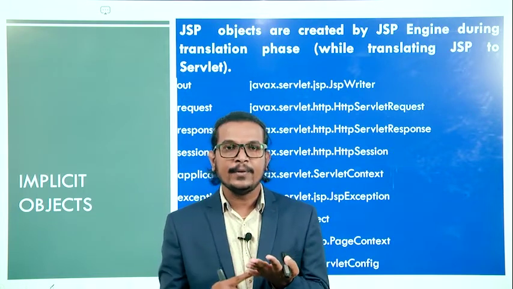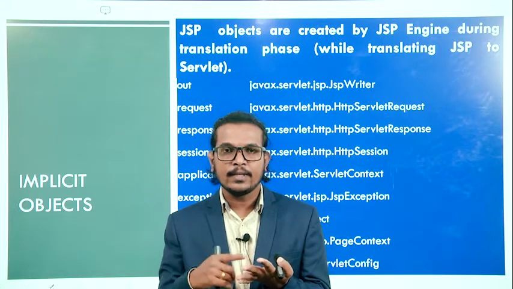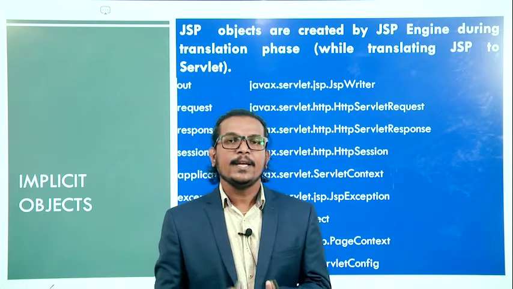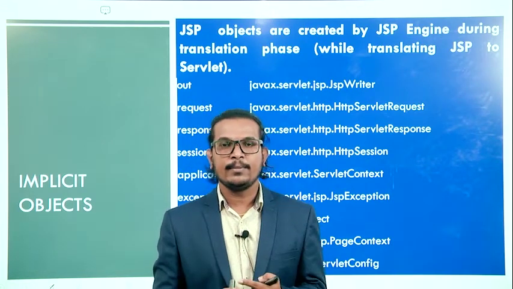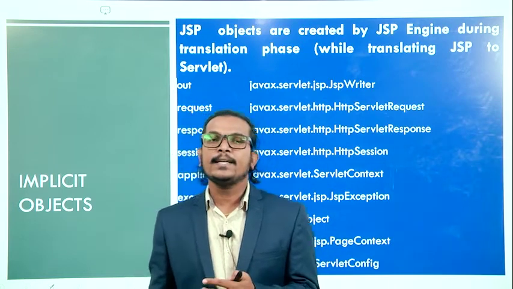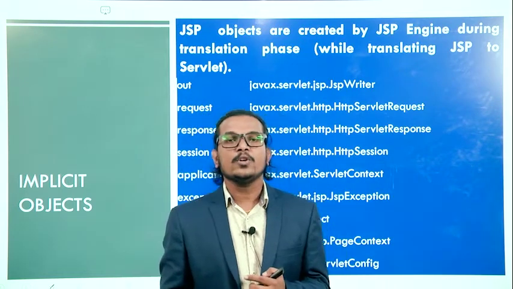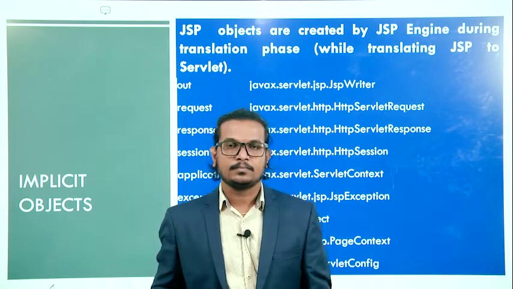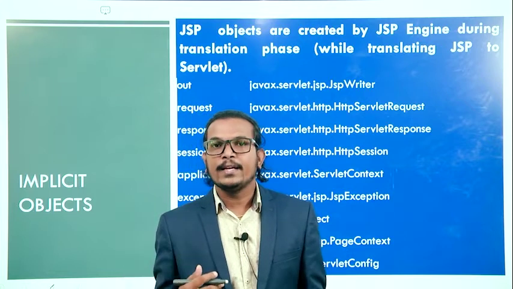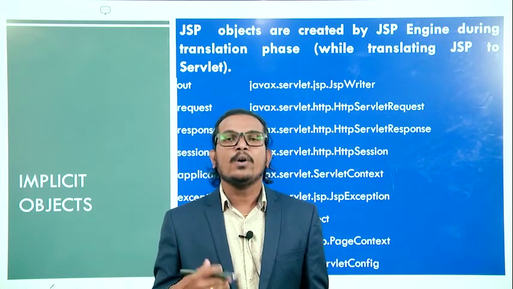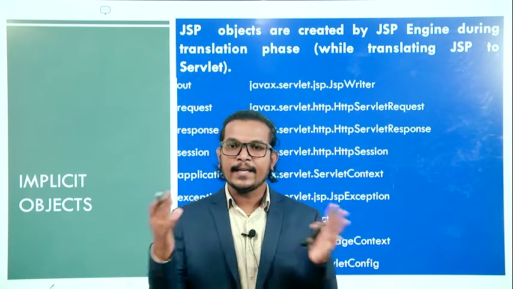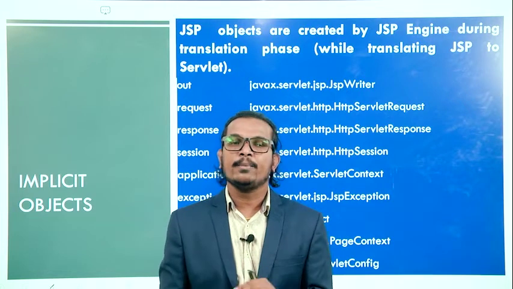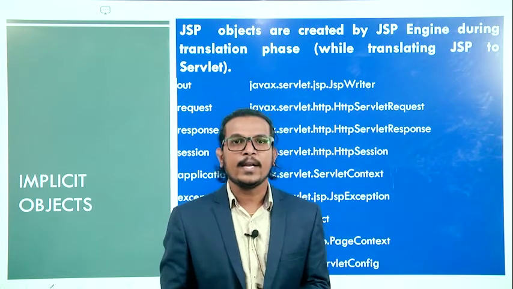The first one is the directive elements. After that we have the action elements. After that we have the scripting elements. In the previous class we saw in detail about the scripting elements. In those scripting elements we have 3 different types of elements. With the help of all those 3 elements, we are designing or constructing the dynamic HTML page, or the dynamic response to the client machine, right?